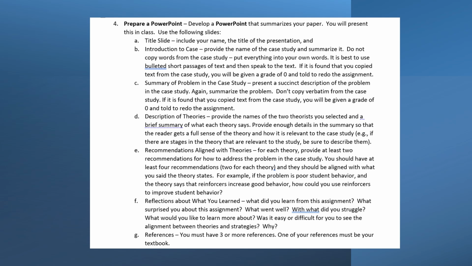Sometimes people give way too little or way too much on these theories. It should be somewhere in between. Pull out the pertinent facts that you think are relevant to your case study.